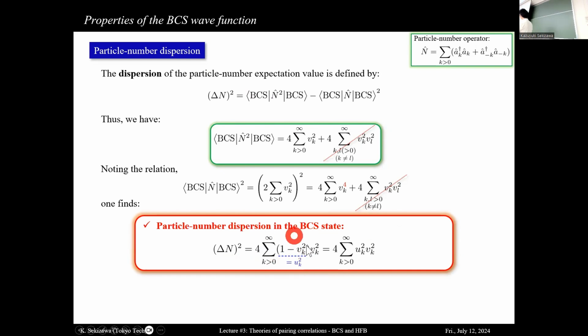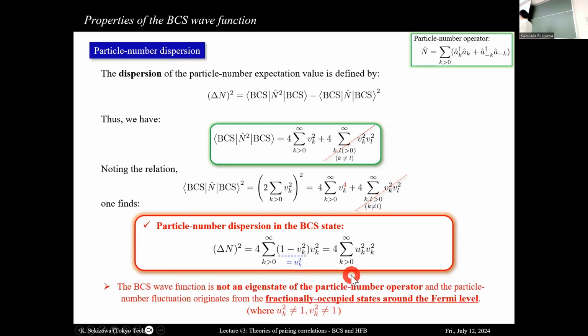So this first equation describes this term, this minus this. And now you can use the normalization condition uk square plus vk square equals 1. So this 1 minus vk square can be written as uk square, and it results in this equation. So it means that, first of all, as I mentioned, the BCS wave function is not an eigenstate of the particle number operator, because we have dispersion.